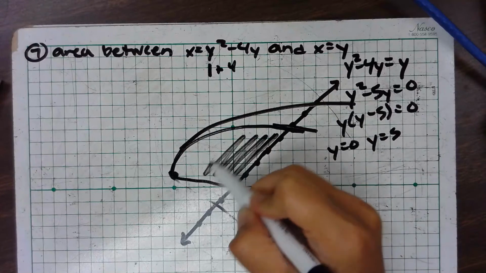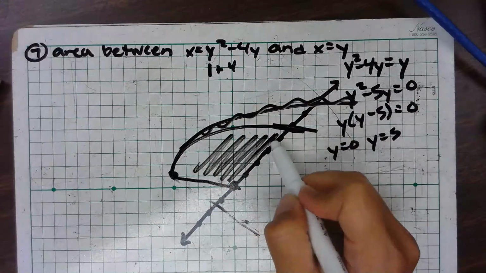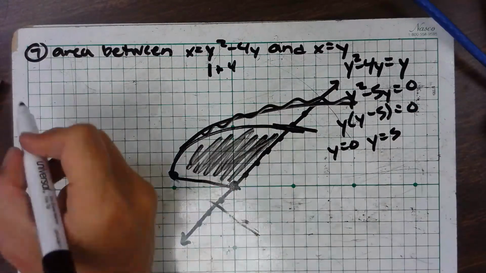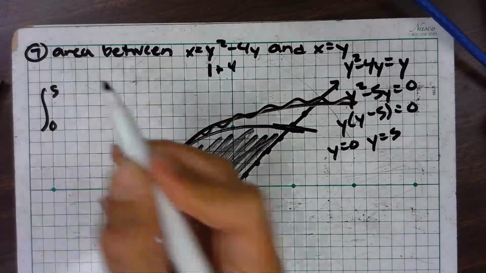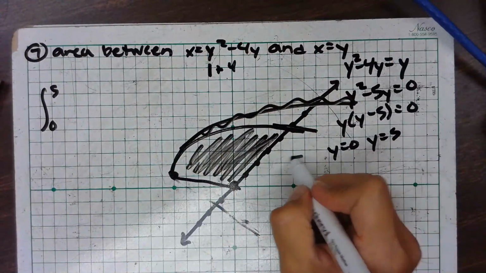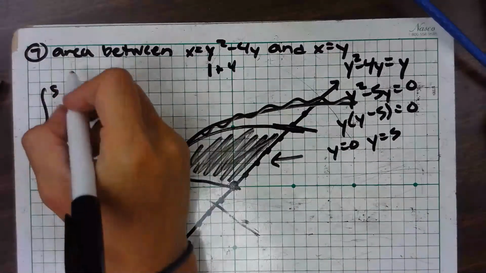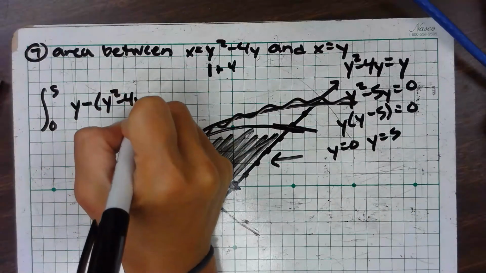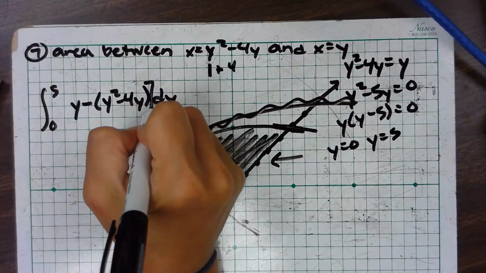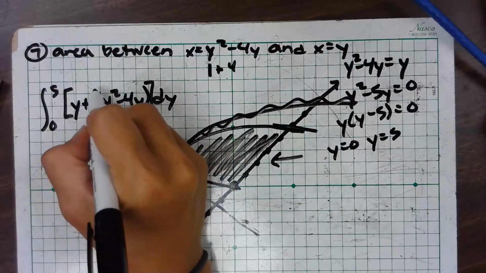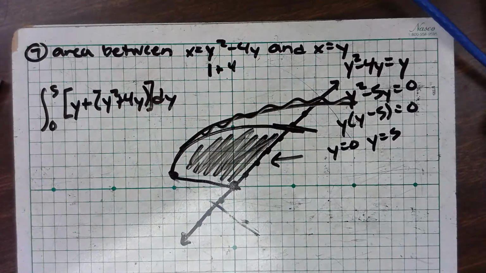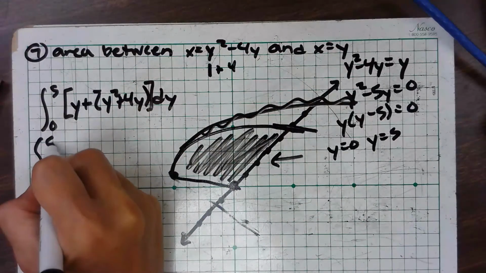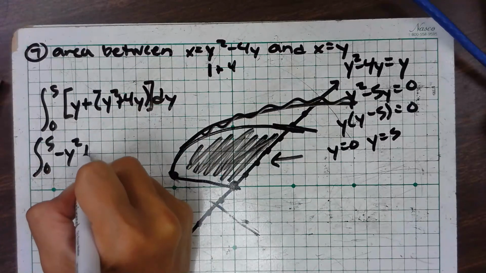All right, and I want this area right there, so I don't need that. Okay, so I'm doing it from 0 to 5. Now, because it's going to have y's in it, it's going to go left to right. So I see the line first, minus, and I got to put parentheses, y squared minus 4y. Don't forget your dy. Now, for subtraction, I've got to change my signs. So this is going to be the integral from 0 to 5 of negative y squared plus 5y.